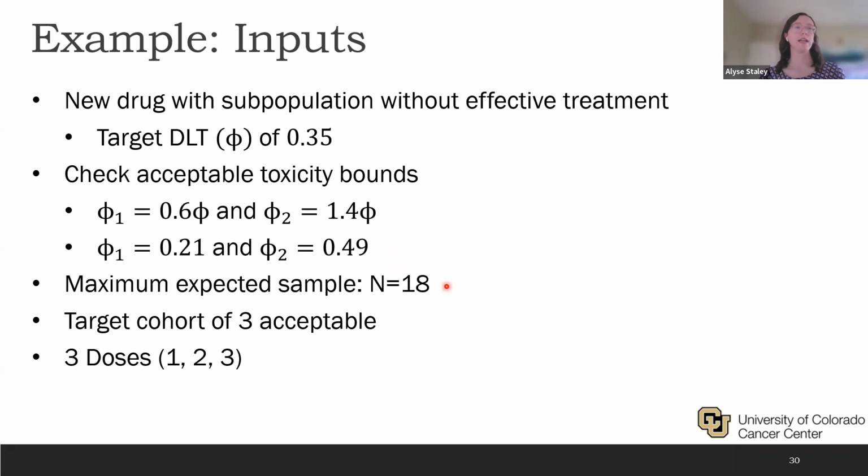Additionally, we find out from the investigators that the maximum number of patients they expect to be able to recruit is 18. Cohort sizes of 3 are acceptable, and they're interested in testing 3 separate doses, with 1 being the lowest dose and 3 being the highest dose.